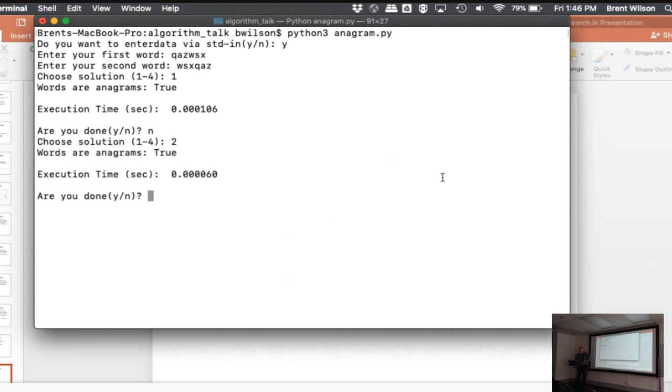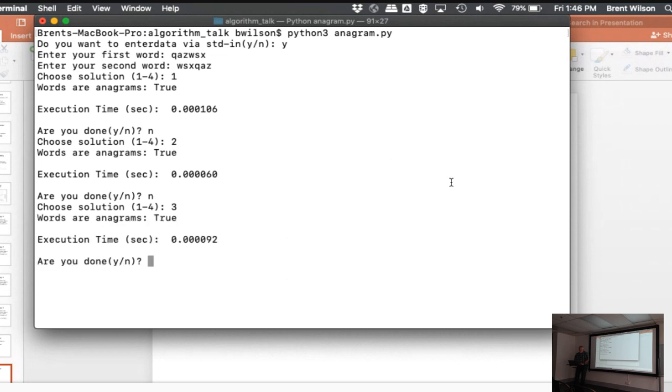Okay, that took, boy, that's even faster, huh? Tenths, hundredths, thousandths, 10,000ths, hundredths. That's 6 100,000ths of a second. There's a lot of THs in there. So that looks pretty good. Am I done? No. Let's do the third one. Okay, that looks like somewhere in between.